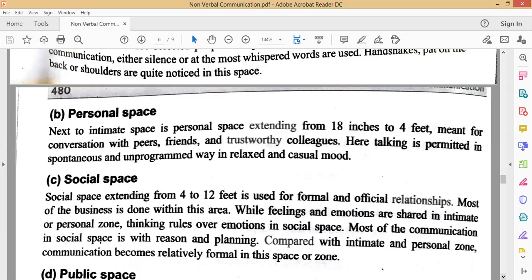majorly at your workplace you end up sharing social space with people, because most of the bonds that we have at a workplace are formal bonds, or official relationships. So here the space that you share is from 4 feet minimum to maximum 12 feet. Most of the business is done within this area.